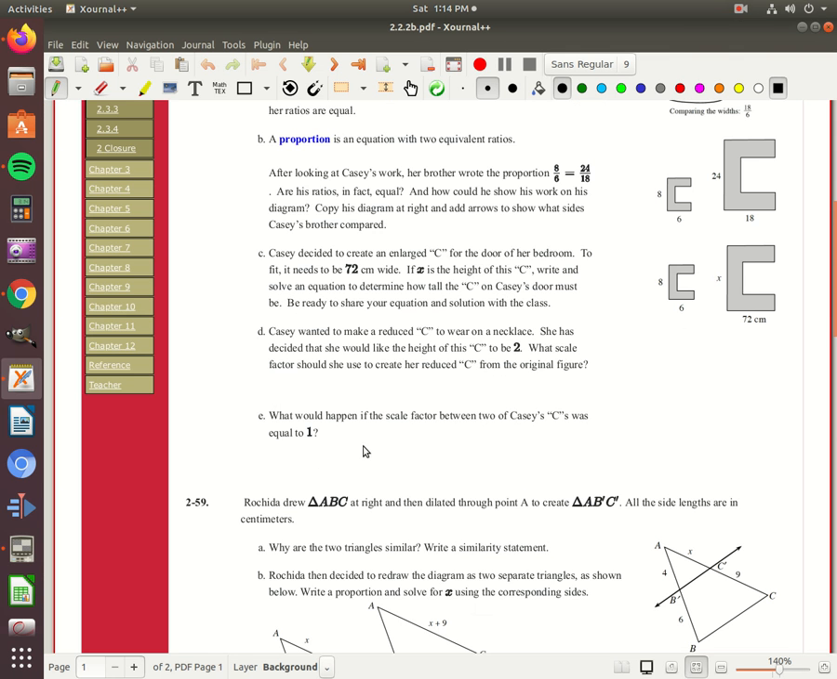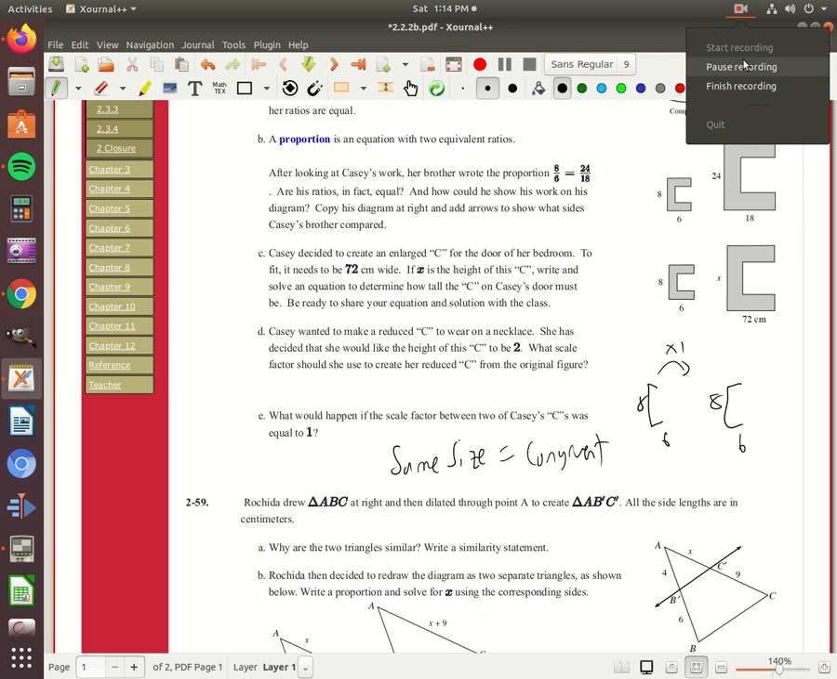All right, so now what would happen if the scale factor between Casey's C's was equal to 1? Well, let's see here. 8 and 6. I'm going to multiply this by 1. I get 8. 6 times 1 is 6. It would stay the same size, right? Same size, which hopefully we remember means congruent. It would actually stay congruent. All right, I'm going to pause and set up the final section.